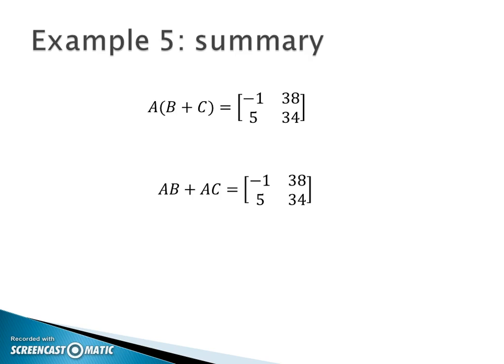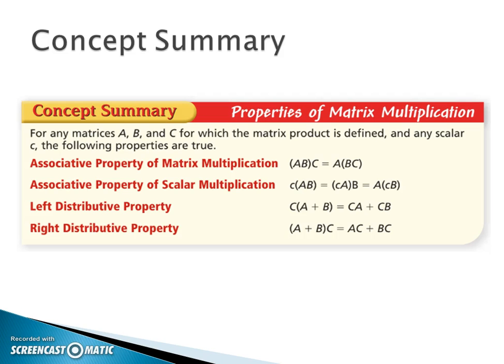So some properties of matrix multiplication are shown here. The associative property of matrix multiplication works, and the associative property of scalar multiplication works. The left distributive property works, and the right distributive property works. To show that a property is true for all cases, you must show it is true for a general case. To show that a property is not true for all cases, you only need to find a counterexample. So these are the properties that work. Good luck on the practice.